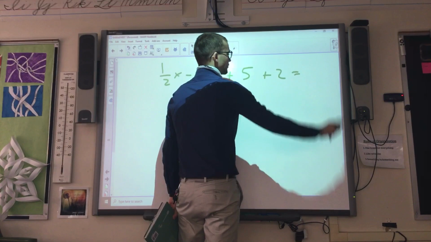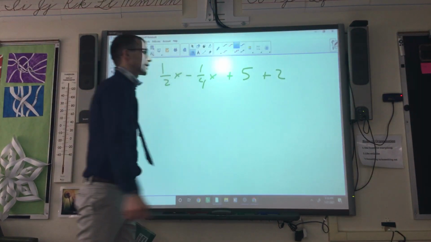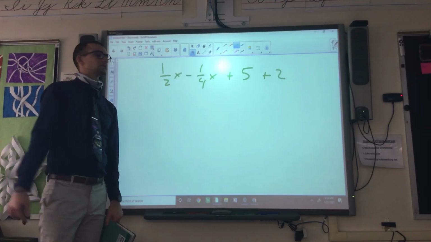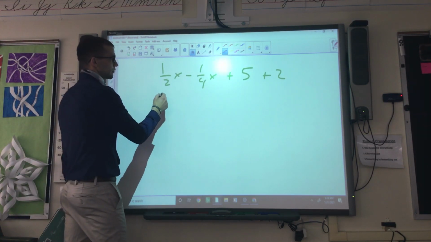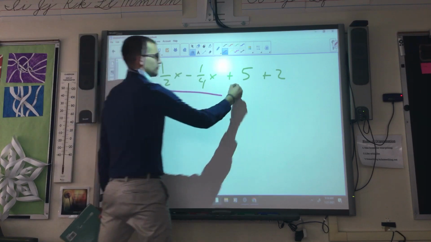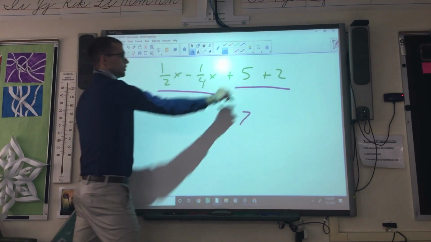Remember, we're not doing equations. There's no equal sign. We're not doing equations. So, which two things can be combined? The 1/2 x and the other 1/4 x, because they both have x. And the 5 and the 2 can be combined. They combine together to be 7.